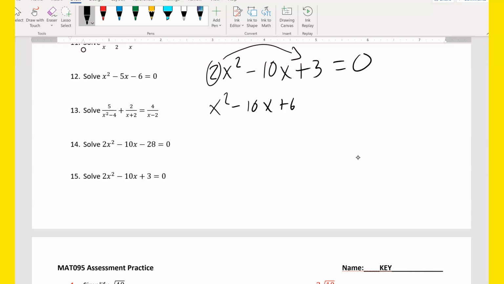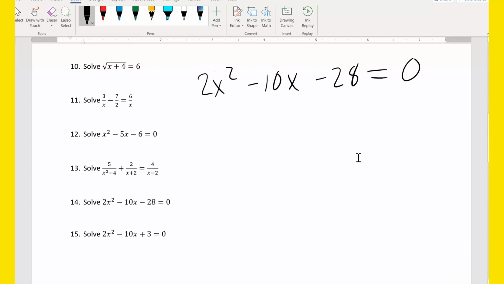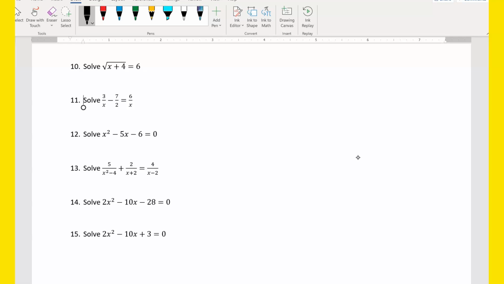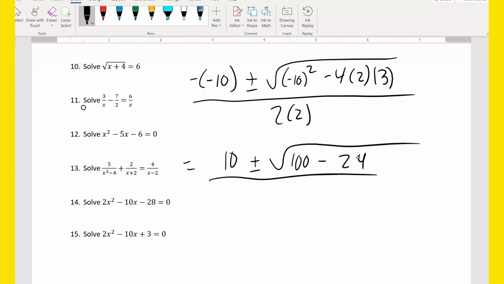So it won't factor. So what do you do with a quadratic equation like this when it won't factor? You got to do that quadratic formula. Negative b plus or minus square root, b squared minus 4ac, over 2a. So negative of negative 10 plus or minus the square root of negative 10 squared minus 4 times 2 times 3, all over 2 times 2. So let's clean it up. That's 10 plus or minus the square root of 100 minus 24 over 4.